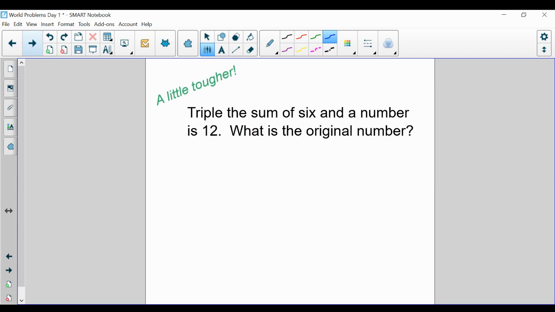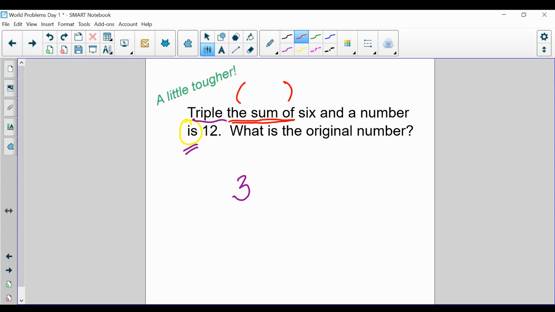All right, one more tricky one. Try this one on your own and then come back. All right, you're back. So this one is a little trickier because we have some more clues than we're used to. Again, we have is, so we're looking for an equal sign. We're going to have an equation. So it says triple. So triple means I'm multiplying something by 3. But the new thing that we have here is the sum of. And the sum of is going to indicate parentheses.